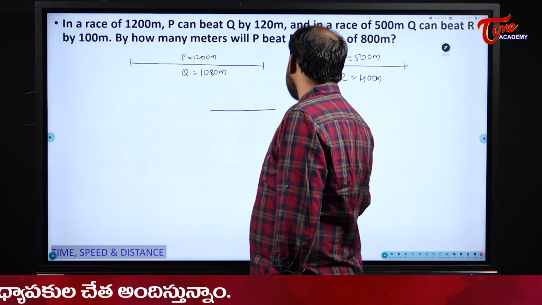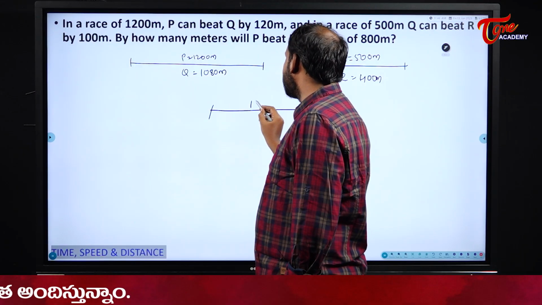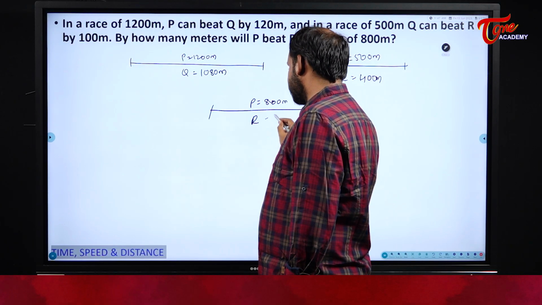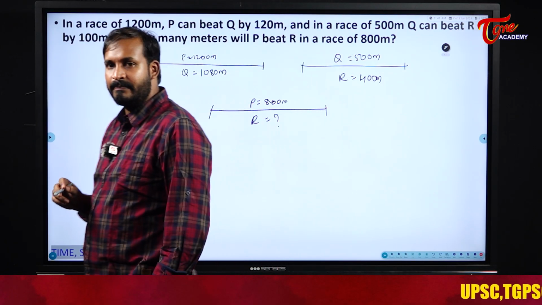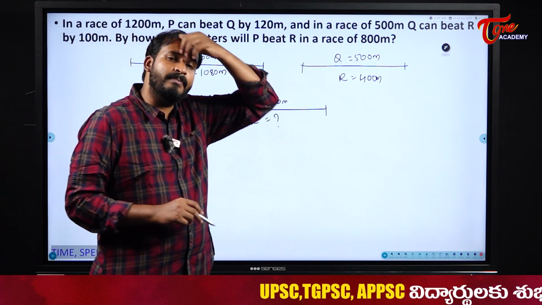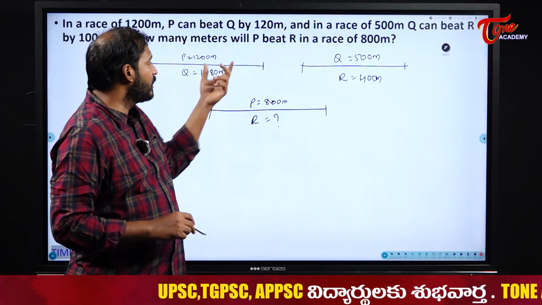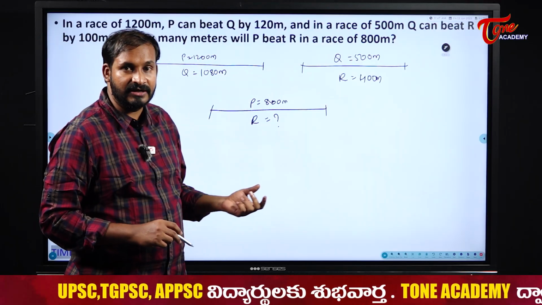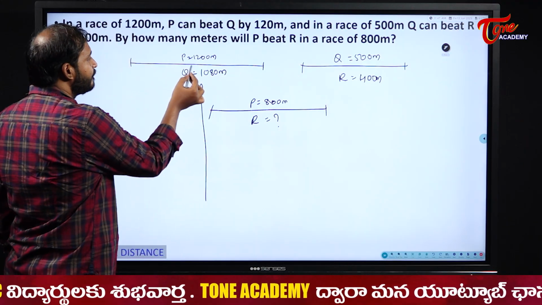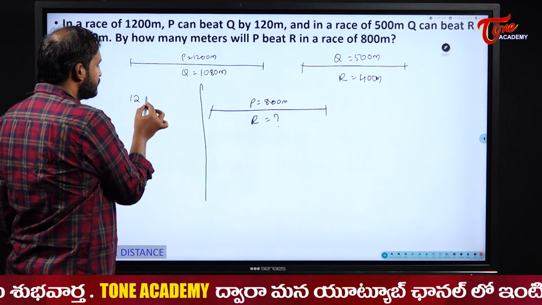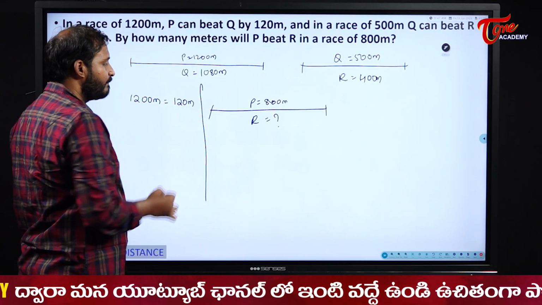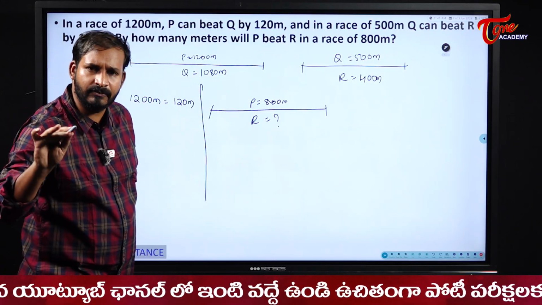Now a new race was given. That means if P runs for 800 meters, R will run for what distance? Now do we have a direct relation between P and R here? No, actually we have relation between P and Q, and we have relation between Q and R. So now these two races are actually different. Now I should bring that to 800 meter race. First see here, in a 1200 meter race, P is giving Q a start of how much? 120 meters. Right? P beats Q by 120 meters. Start or beat, both are same.